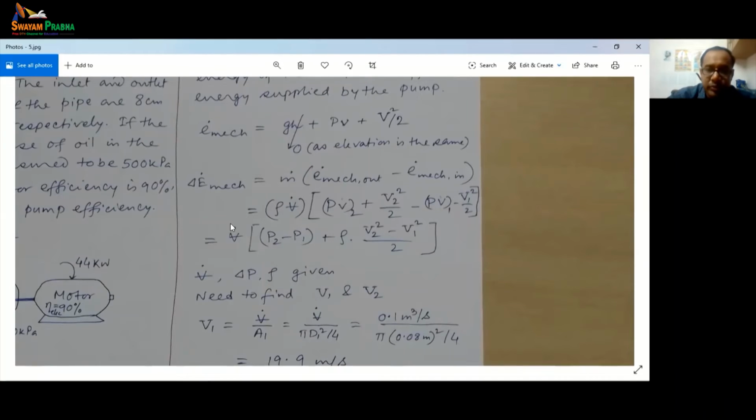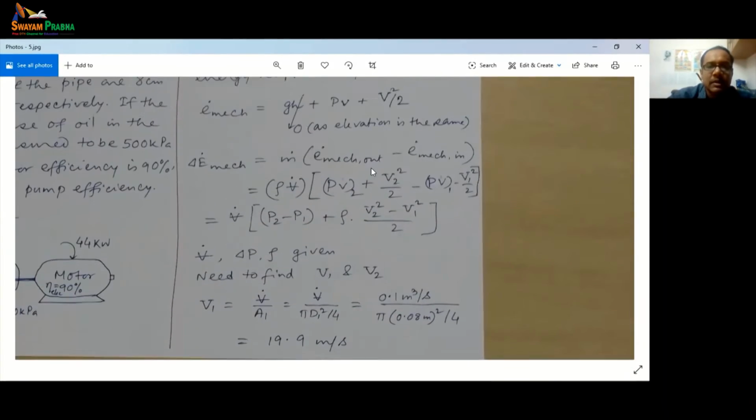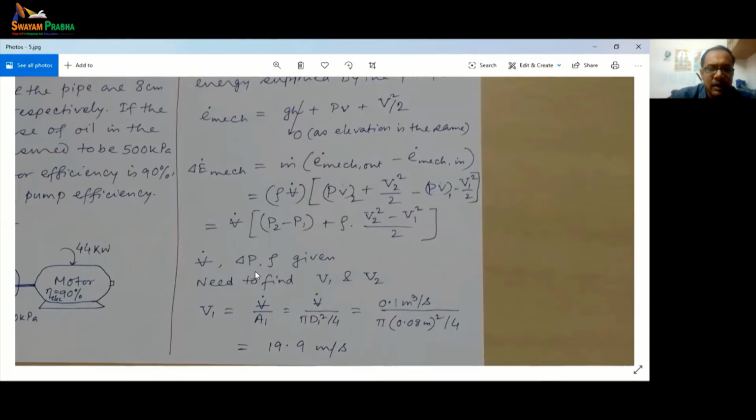We are left with two V's though. So the first one, with this bar inside, is the volume flow rate, and inside, this V2 and V1 are the velocity of the flow at outlet and inlet. Okay. So what is given in this expression? This volume flow rate is given. This delta P, which is P2 minus P1, is also given. And this density rho is also given. Now we need to find these velocities V1 and V2, which are not given.